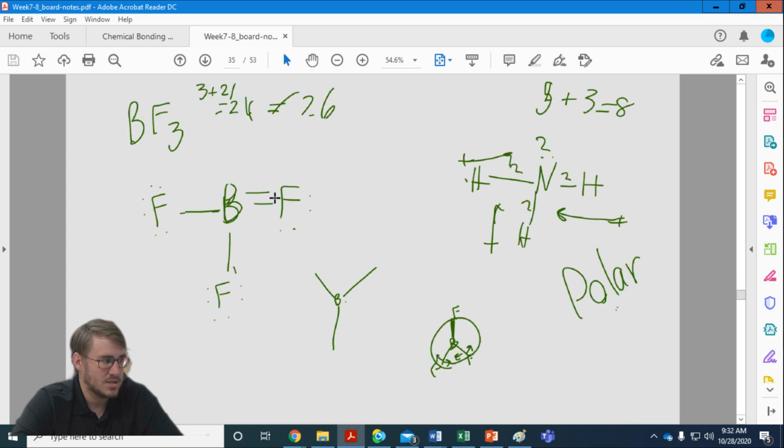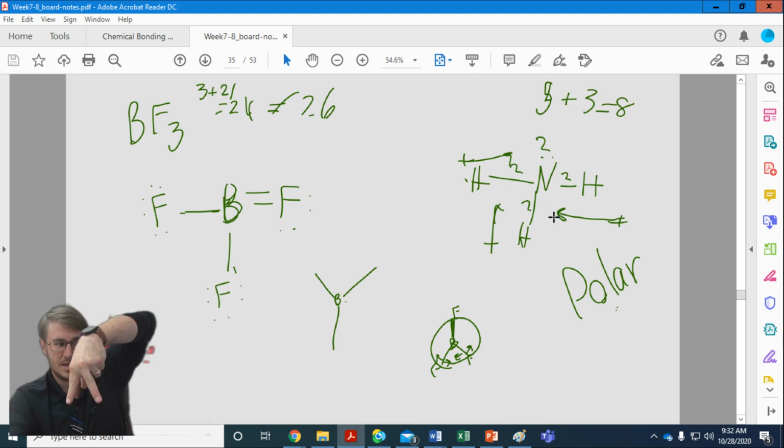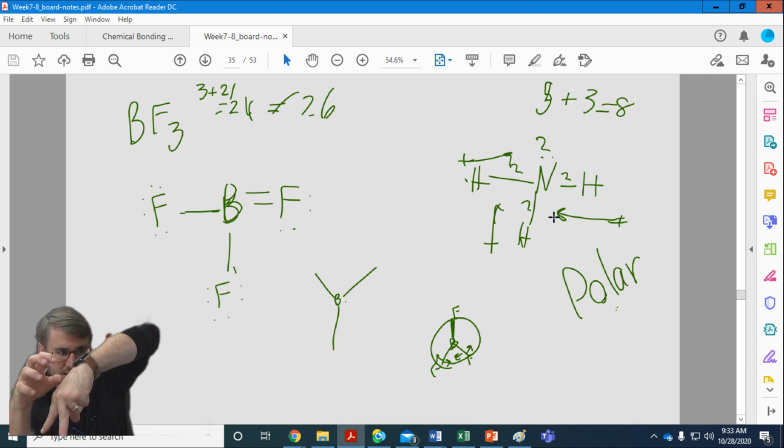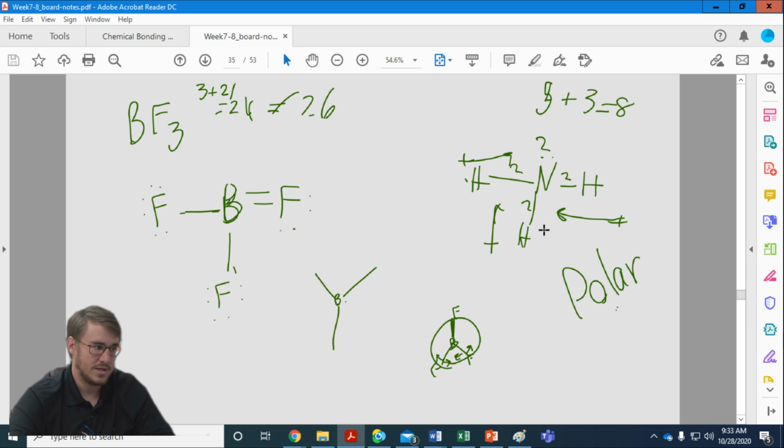BF3 has a double bond in order to accomplish the rules of drawing Lewis dot structures, which makes it look like the inside of a peace sign. NH3 has single bonds, so it can flex in three-dimensional space like this. Nitrogen, hydrogen, hydrogen, hydrogen, and those flex down so that this is a negative area and this is positive. So NH3 is polar.